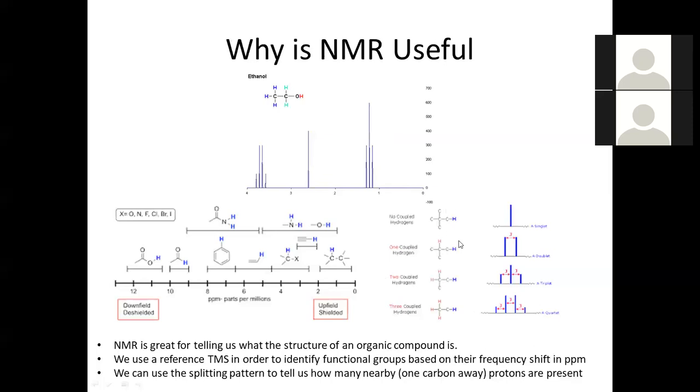So as I mentioned before, splitting occurs because of nearby hydrogens, right? So if we look at the splitting patterns, a basic singlet means that there's no other nearby shielded hydrogens to create the splitting pattern. When we have 1, we get a doublet, so we get 2 peaks, the peaks split. When we have 2, we get a triplet, right? And when we have 3, we get a quartet, right?